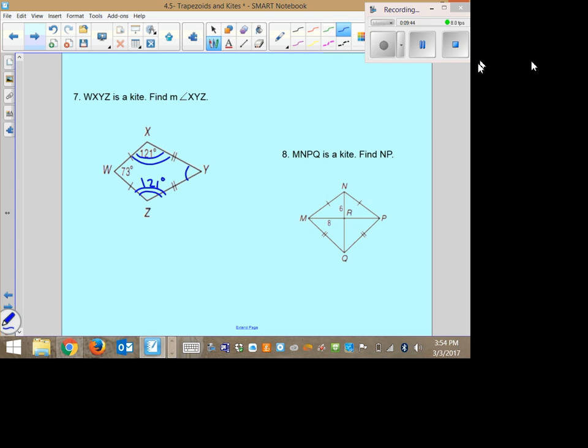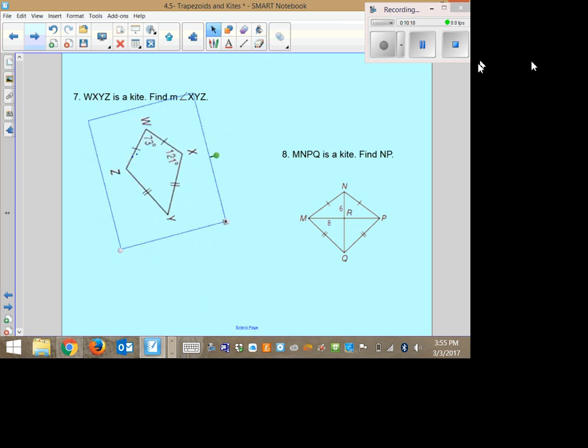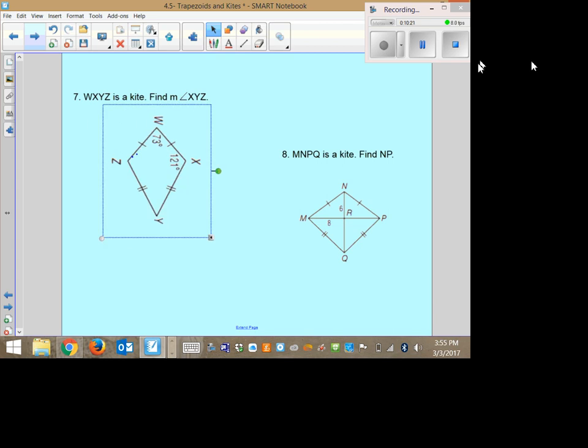Since a kite has 4 sides, we know that the sum of the angles has to be 360. So we can take 121 plus 121 plus 73 to give us 315, and then subtract that from 360 to get 45 degrees. So we get that the measure of angle Y there is 45 degrees. So note, if you're having issues seeing which angles are congruent, you can rotate your paper so that the kite is sitting upright the way that you would think, and then you can easily see which angles are congruent.